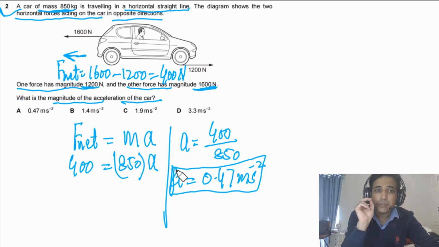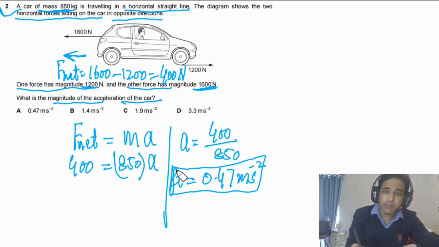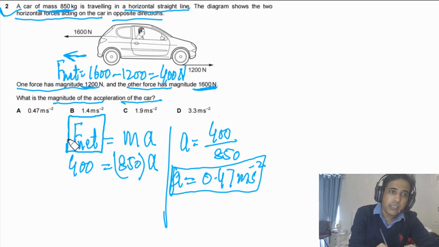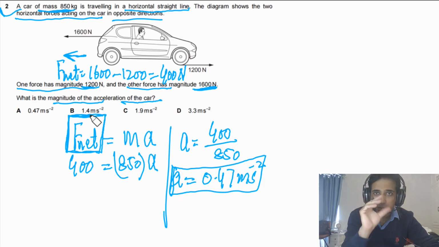Quite a straightforward question. The most common mistake among students is they don't understand this one. This is the single force. Single force means this is the vector sum of all the forces acting on the body. This is the single force that can replace all the forces acting on the body. That single force we call the resultant force.